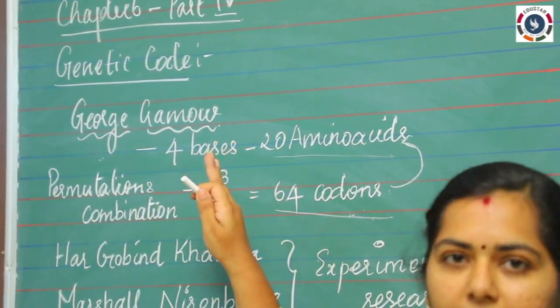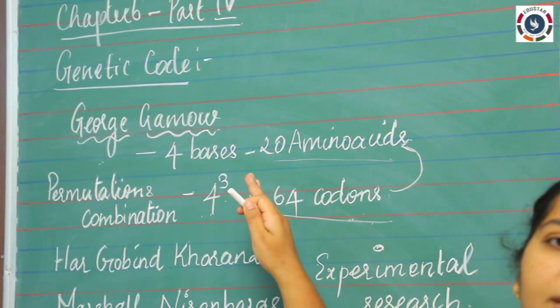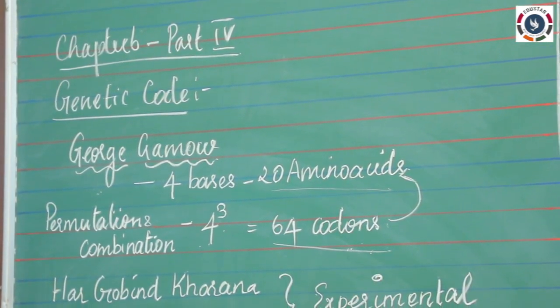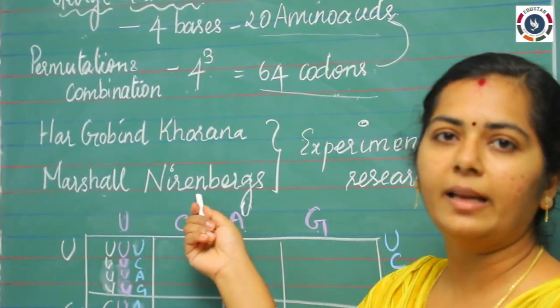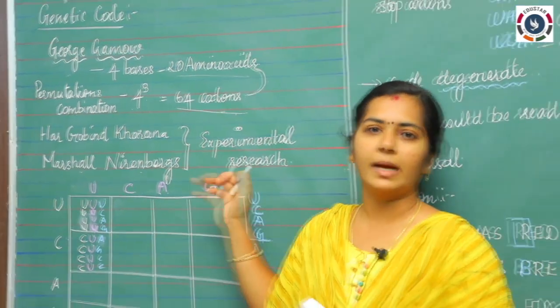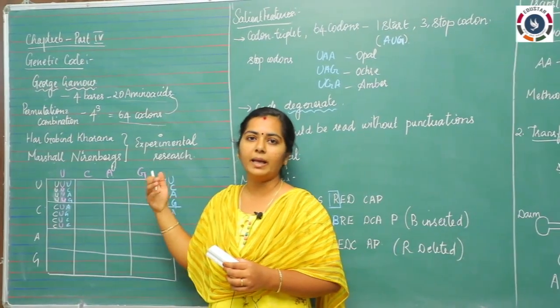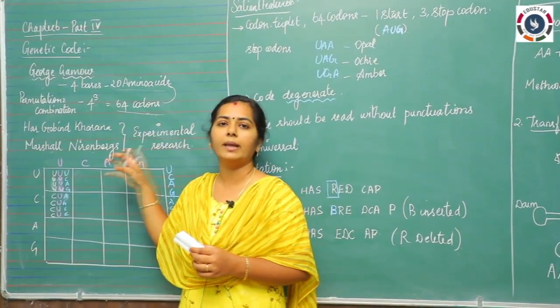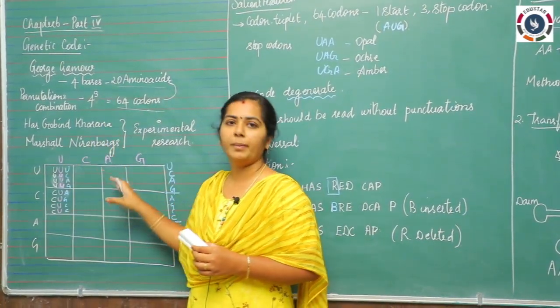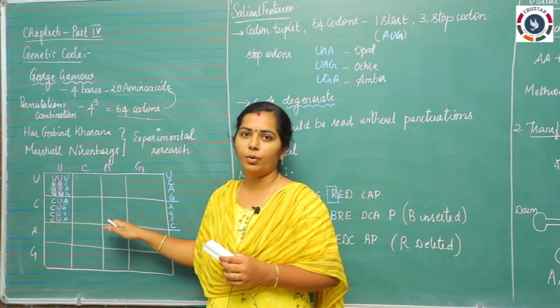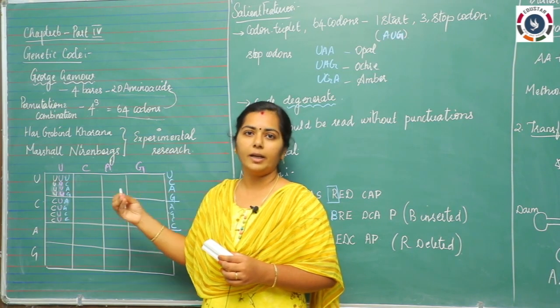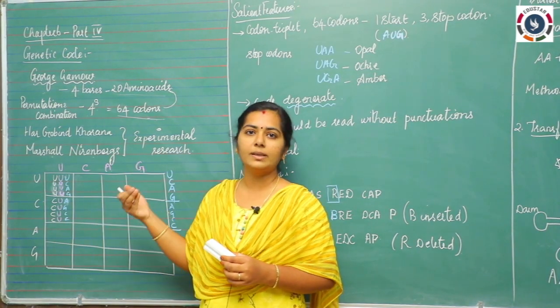This experimental analysis was carried out by 2 other scientists also. One is Har Gobind Khorana and the other is Marshall Nirenberg. They did many experiments and also concluded that this is the best combination. And they gave us the checkerboard for the genetic code, a way to write the genetic code in a universal manner.